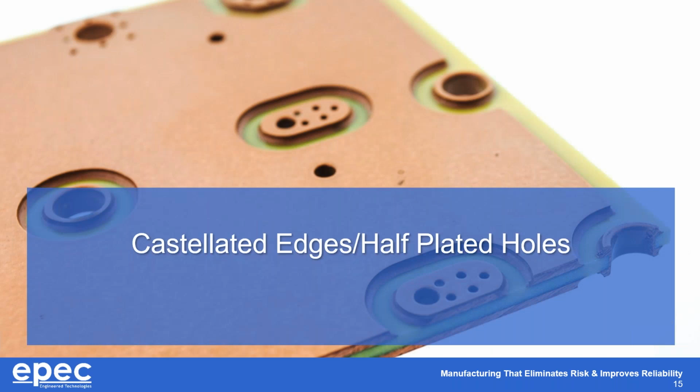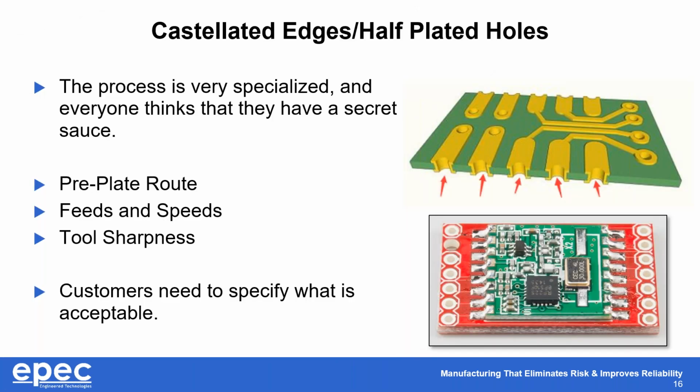The next thing we want to talk about is castellated edges or half-plated holes, because this has become much more common. As you can see behind this thing over here on the right, this is a 27-ounce copper board that we make that's got some half-plated holes. But that's not what we're here to talk about. We're more here to talk about things like this, right?